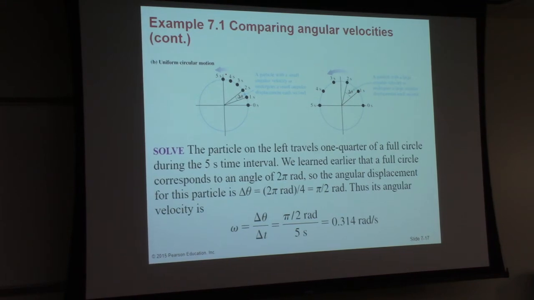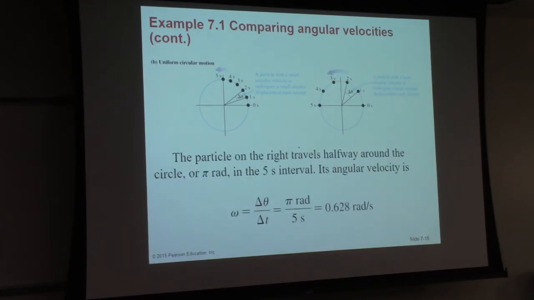Now the other one, we went through a complete pi, from here to here. It's 180 degrees, which turns out to be pi. So pi radians divided by 5 seconds is 0.628 radians per second for that one. So it's going faster. Not too bad. You've got to start somewhere with this stuff, right? So that's where we're starting.